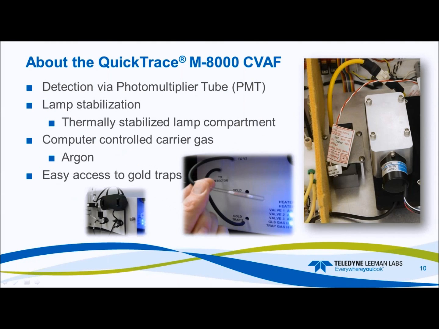So the detection system on this is a photomultiplier tube. We have a stabilized lamp. It's thermally stabilized in its own lamp compartment. And the carrier gas is computer controlled, and as we all know, argon only for atomic fluorescence. Nitrogen and oxygen will quench the signal, and we have extremely easy access to the gold traps, which in turn helps us with some of the maintenance.